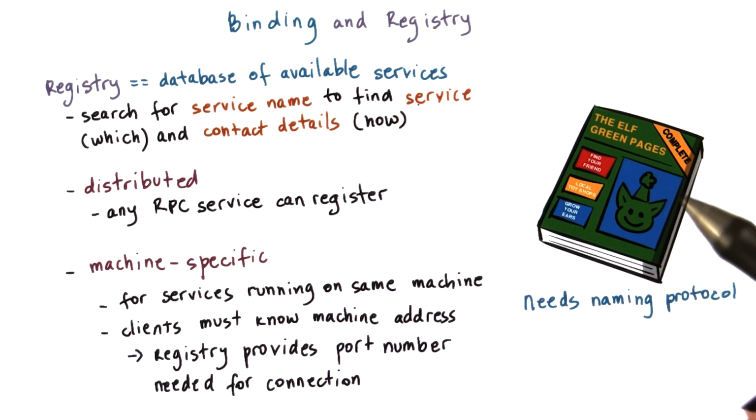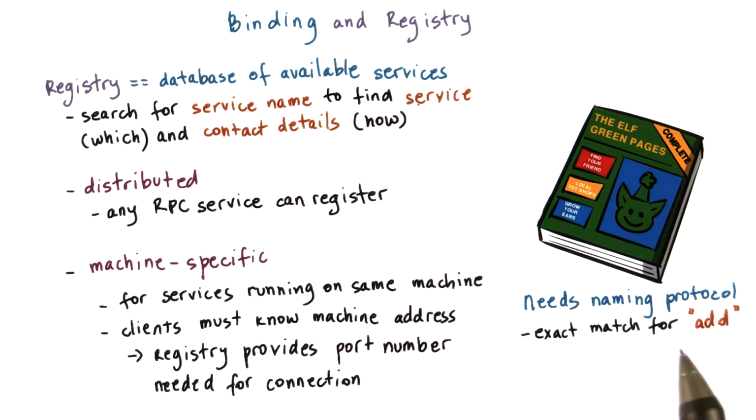Regardless of how the registry is implemented, it will require some sort of naming protocol, some set of naming conventions. For instance, the simplest approach could require that a client has to specify the exact name and version number of the service that it requires.